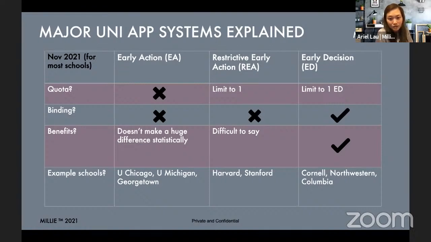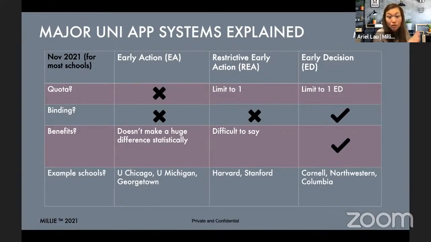And what are the differences? So actually, I can break it down for you in 4 different categories, with the first one being quota. Are you limited to only applying for a couple of schools if you choose any given scheme? So you can see that, let's go with early action first.